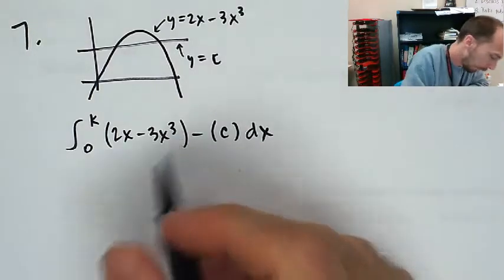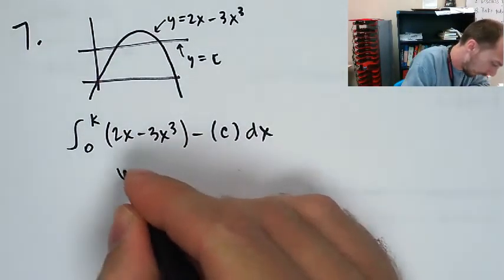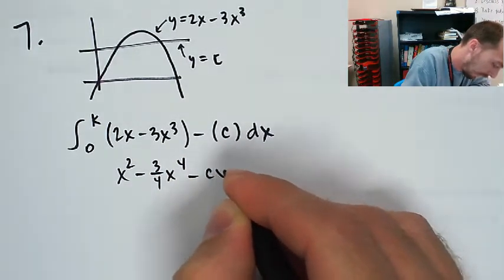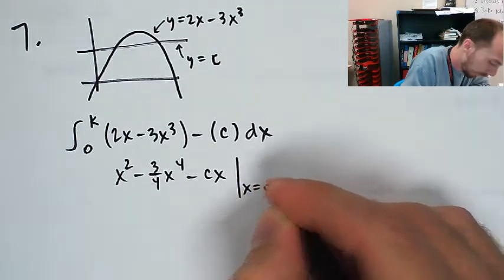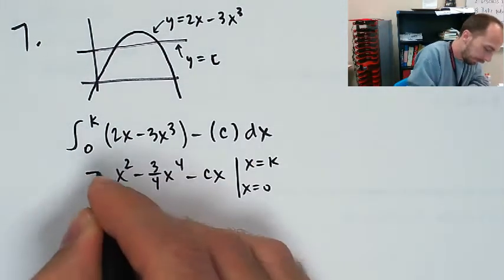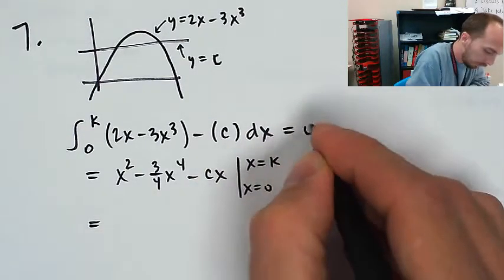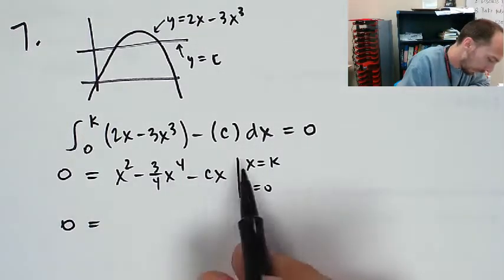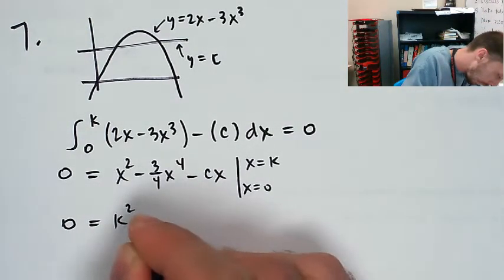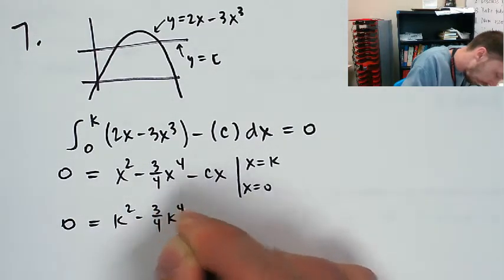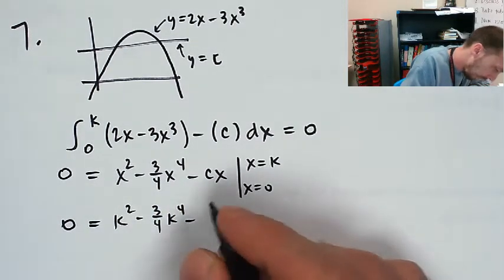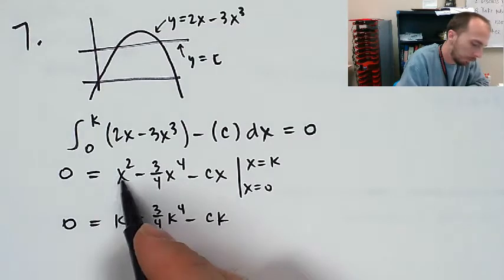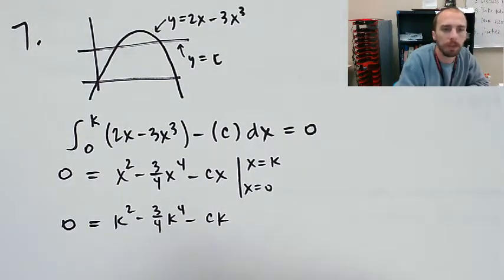Okay. So I'm going to anti-differentiate. That's x squared minus 3/4 x to the fourth minus cx, as x runs from 0 up to k. And that needs to equal 0, right? That was the whole idea. Then I'm going to plug in k. So I'll have k squared minus 3/4 of k to the 4 minus k times c, or c times k, minus whatever I get when I plug in 0 for x, but those are all going to go to 0, so I'm just going to leave it like that.